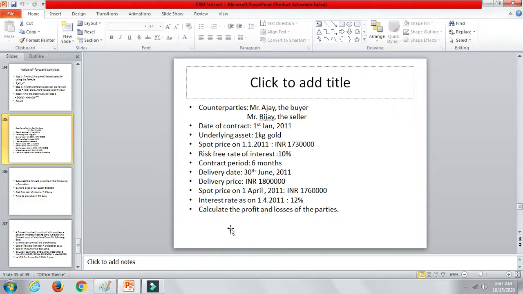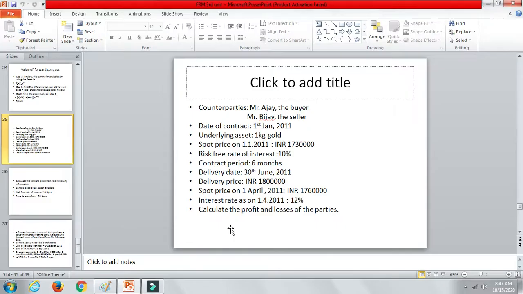17 lakhs 30,000, that day price was. Okay, the day they entered into the contract, that day price was 17 lakhs 30,000. Now the risk free rate of interest for that is 10%. The contract period is 6 months.